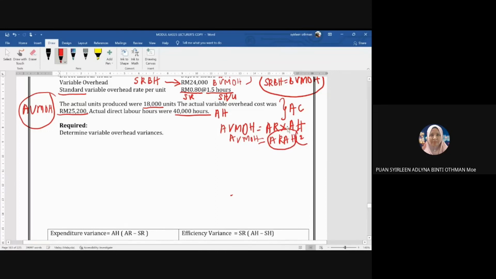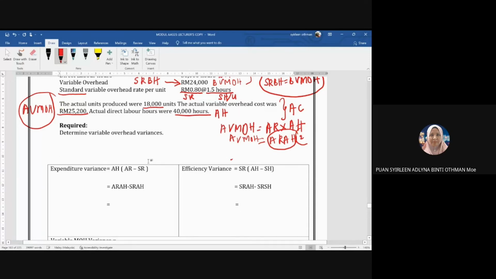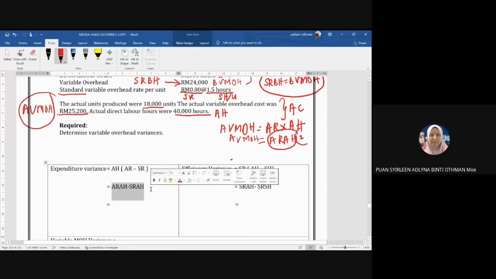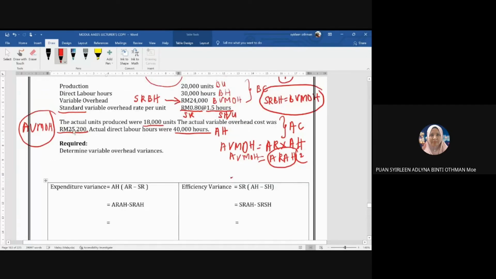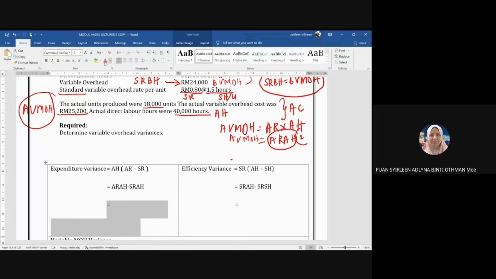So now, kita nak cari nilai untuk expenditure variance. Alright, so now the expenditure variance ni, kalau kamu tengok formula dia, ialah AH dalam bracket AR minus SR. Kalau kita expand formula tu, kita akan dapat ARAH tolak SERAH. Kita dah tahu ARAH dah diberi dalam soalan, which is 25,200. So, tak perlu cari AR untuk satu unit berapa, AH untuk satu unit berapa, sebab you tak perlulah nak buat kerja 2 kali. So you already have your ARAH.